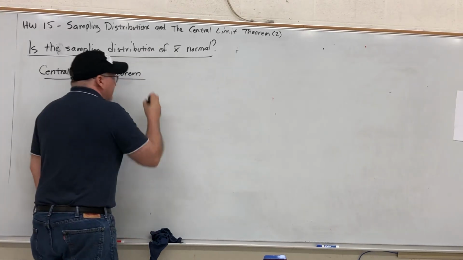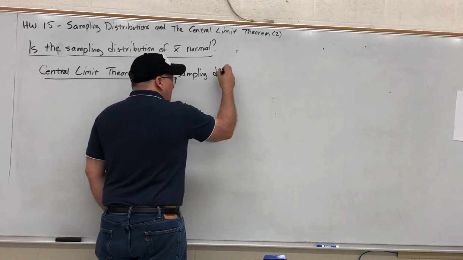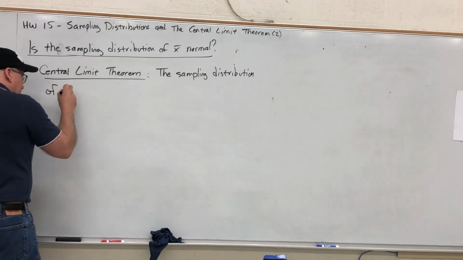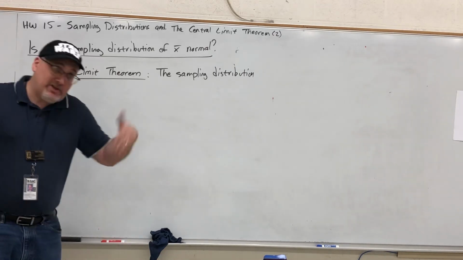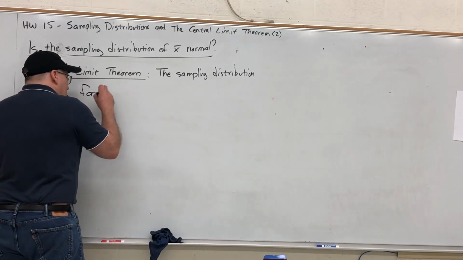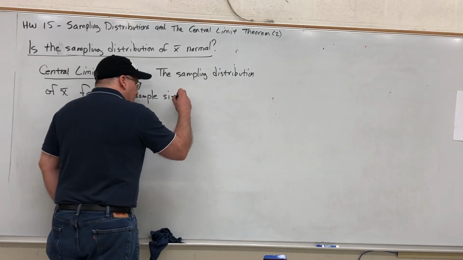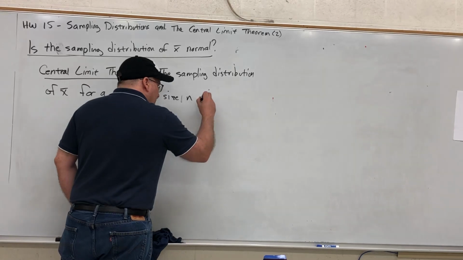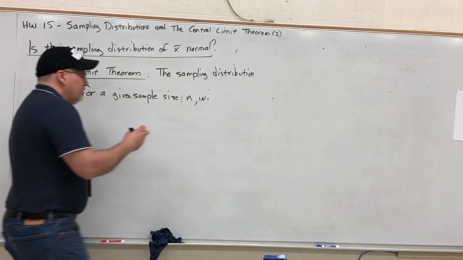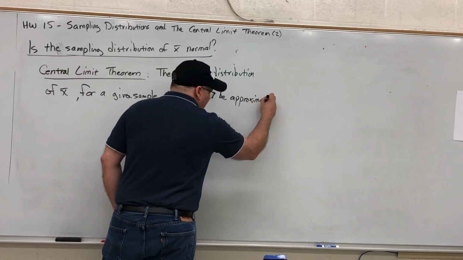And it goes something like this. The sampling distribution of X bar, that two-column table that lists every X bar's value and the probability of it happening for a given sample size, n. Let's put some commas around the phrase for a given sample size n. Will be approximately normal, and that's all we need, close enough to being normal.